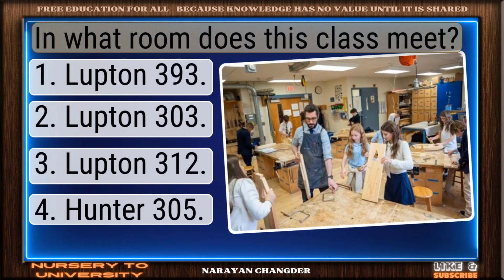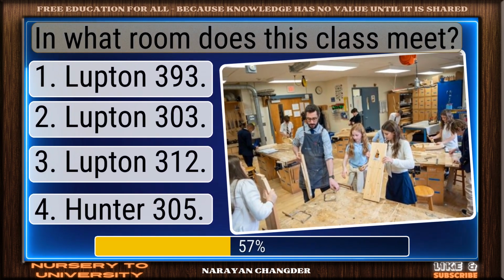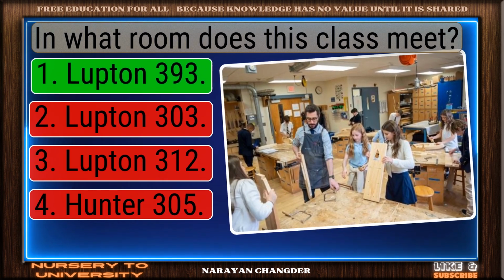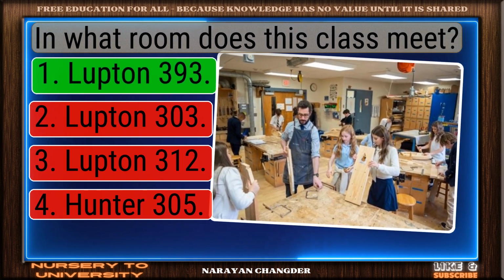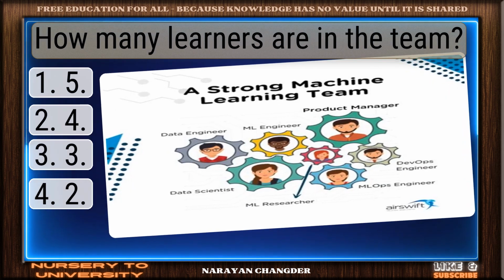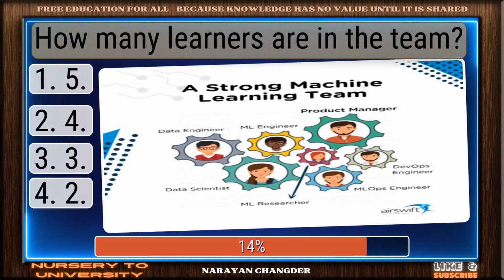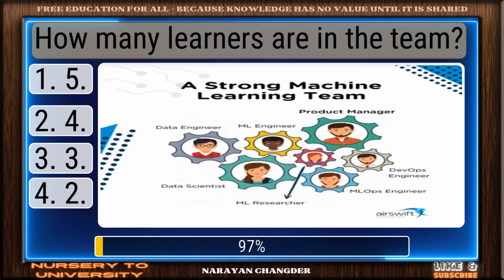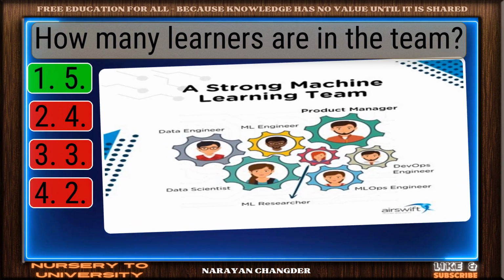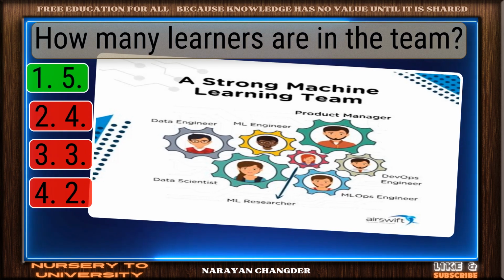In what room does this class meet? Well picked. Lupton 393 is the correct answer. How many learners are in the team? Right again. 5 is a valid answer.